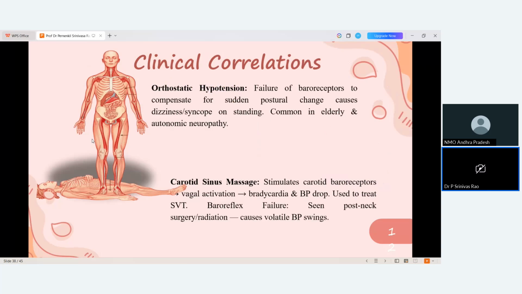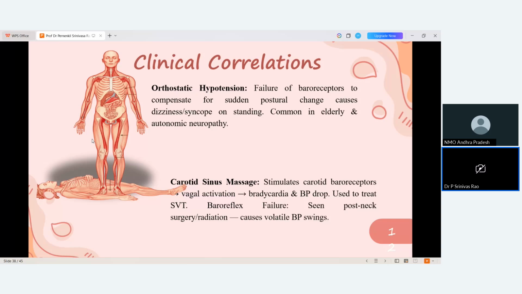See, sometimes orthostatic hypotension is given as a 3 marks question. Understood? Orthostatic hypotension means failure of baroreceptors to compensate for the sudden postural changes. Understood? I told you what happens when you suddenly stand. There is a baroreceptor reflex and it is corrected.